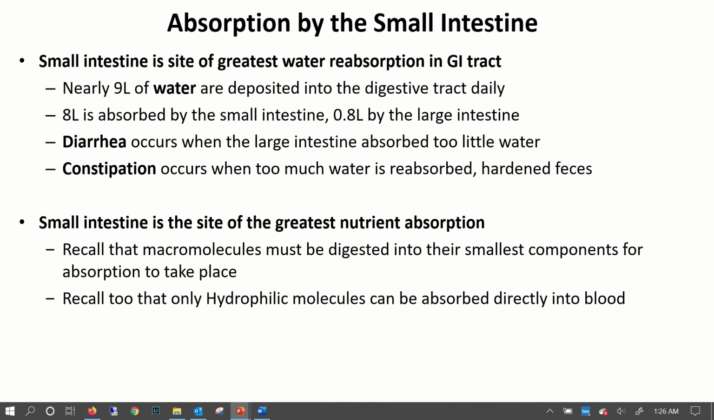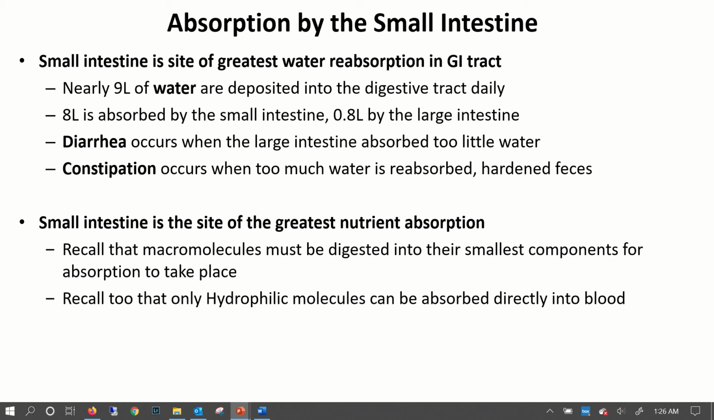Constipation is the other extreme, and this is when too much water is reabsorbed. And what can happen in the large intestine here is that the feces or the fecal material becomes too hardened and is not very mobile. And this happens quite frequently with individuals who are dehydrated frequently. And so that's water reabsorption.